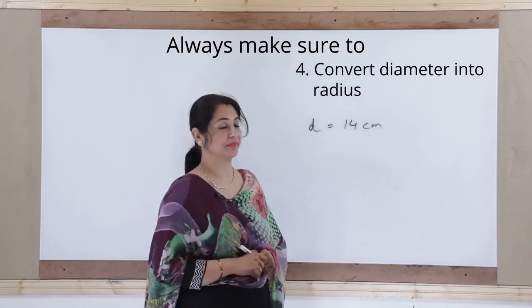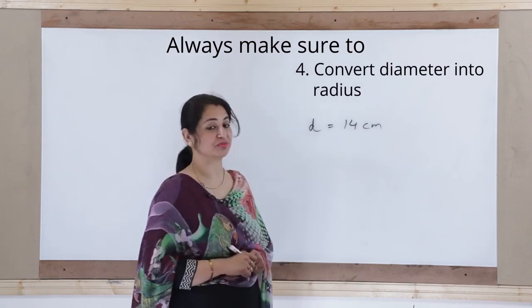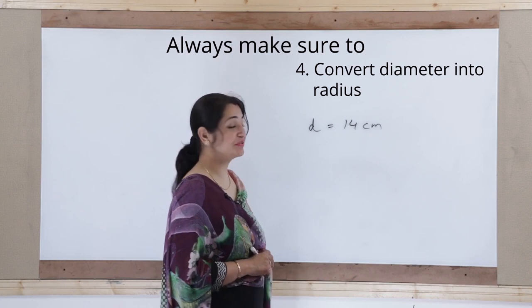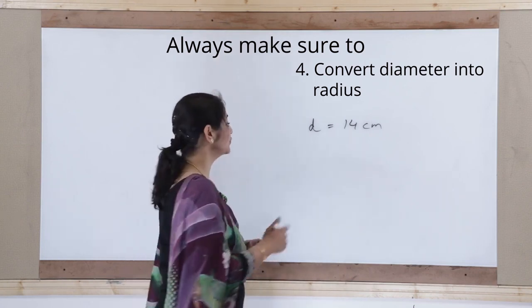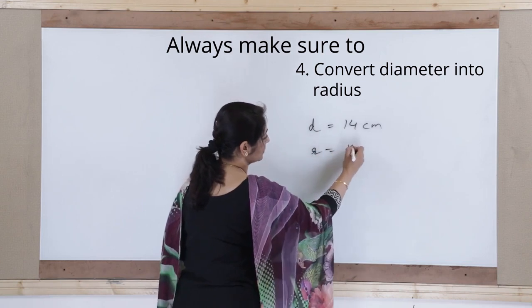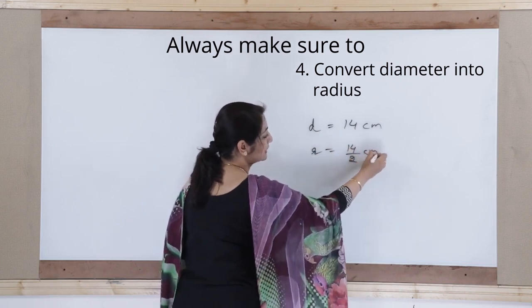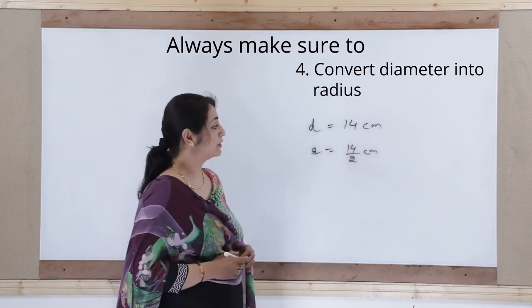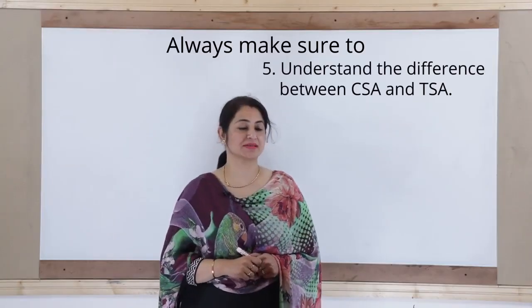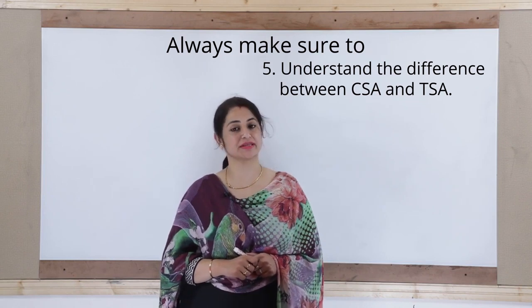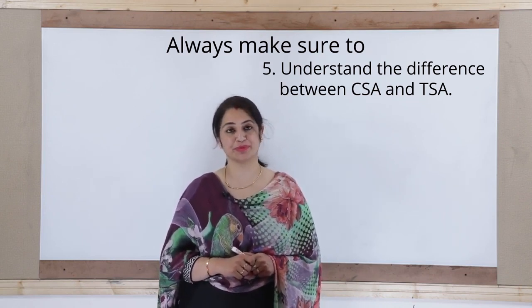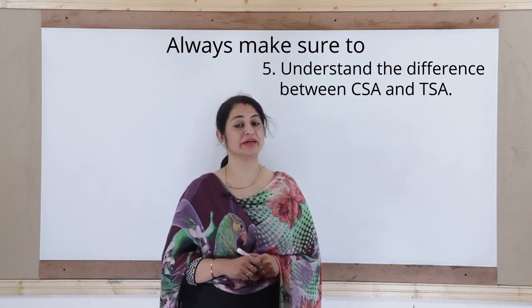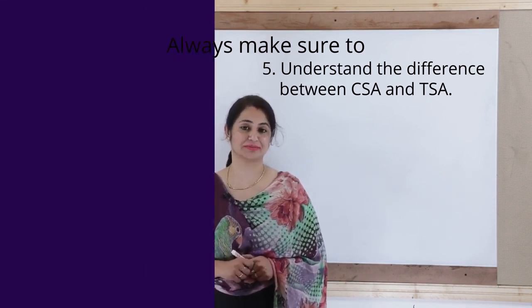Now look here. D is equal to 14 centimeters. Whenever you are given the value of diameter, immediately, right at that time, convert it into radius. Because it is possible that later you forget to do that and your question will be wrong. There are two concepts, curved surface area and total surface area. It is very important to understand the difference between the two. Why? That I will tell you in a forthcoming question.